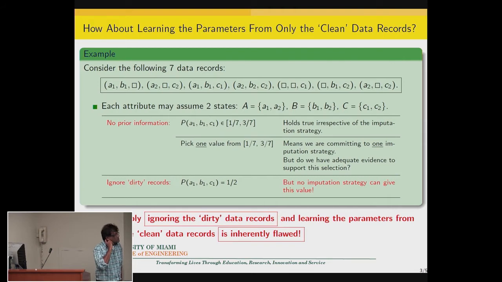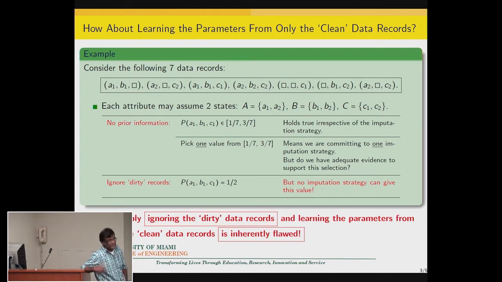One of the strategies you might think of is, okay, let's just use only the clean data, right? So any dirty data records that you have, you just throw out and try to learn the parameters from the clean data. So I'm going to claim here that this particular procedure is inherently flawed.